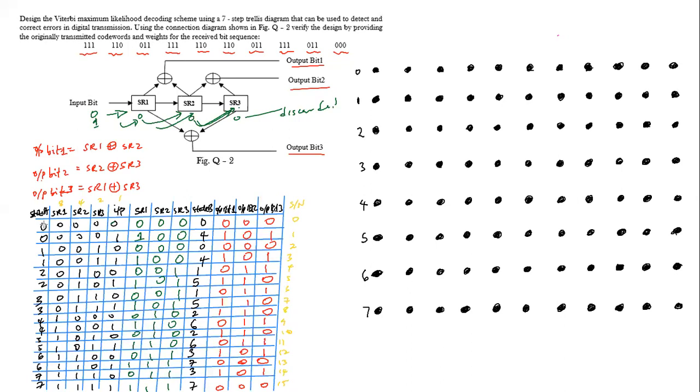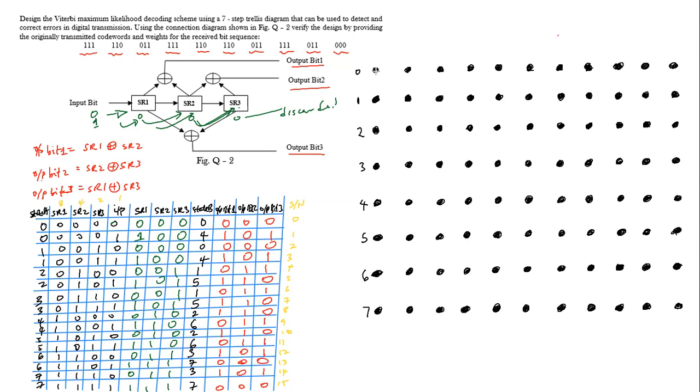So we are moving from state 0 to state 0 to state 4. These are all state 0. These are state 1, state 2, state 3, state 4, state 5, state 6, state 7. When we move from state 0 to state 0, the code word is all zeros, right? Now, when we move from state 0 to state 4, the code word will be 101. So you must learn to include the code word.